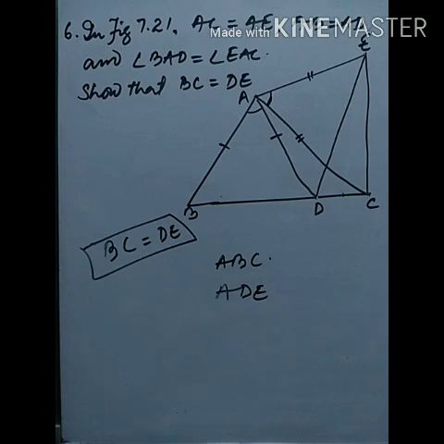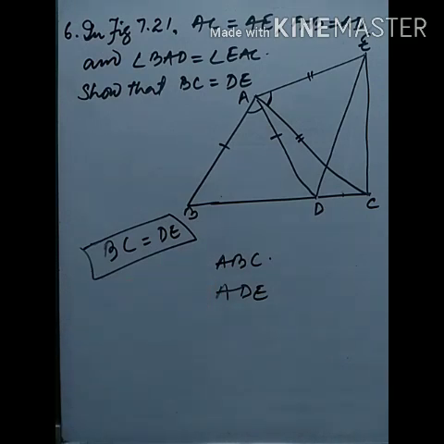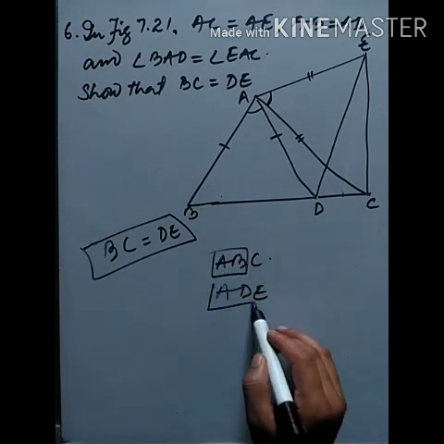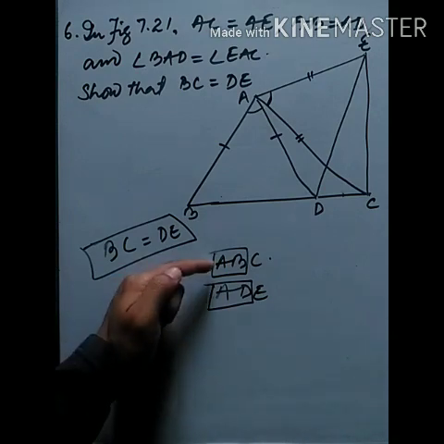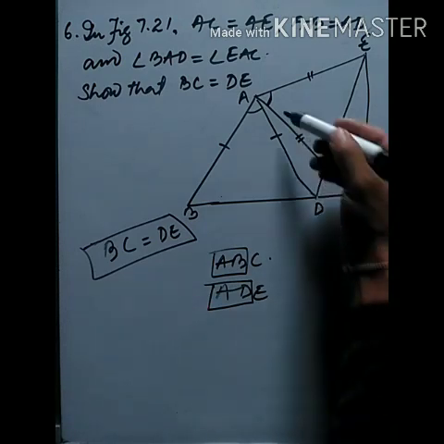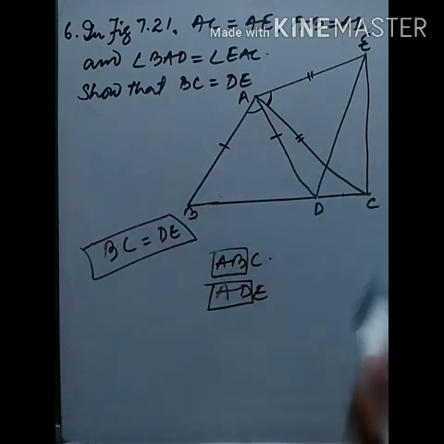Okay, so my question is, are we able to prove these two triangles are congruent? So let's see here. AB, AD, at least one side of this triangle is equal to one side of the other triangle. Fine, okay, and you can see even from the figure itself, this AB is equal to AD. Okay, now one side is okay.